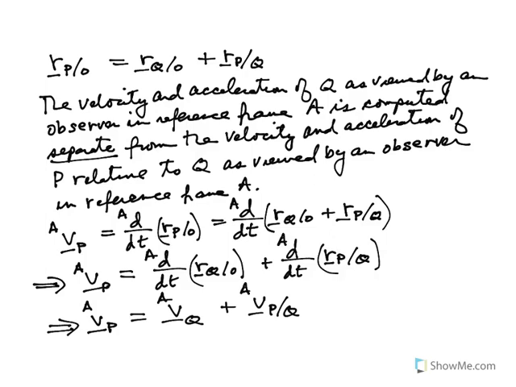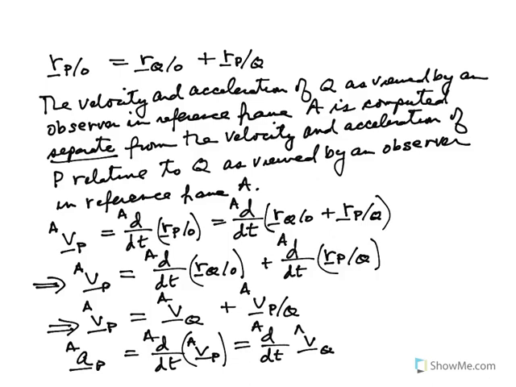And then if we take the derivative again, we get the acceleration of P in A is equal to d/dt in A of the velocity of P in A, which is equal to d/dt in A of the velocity of Q in A plus the velocity of P relative to Q in A.